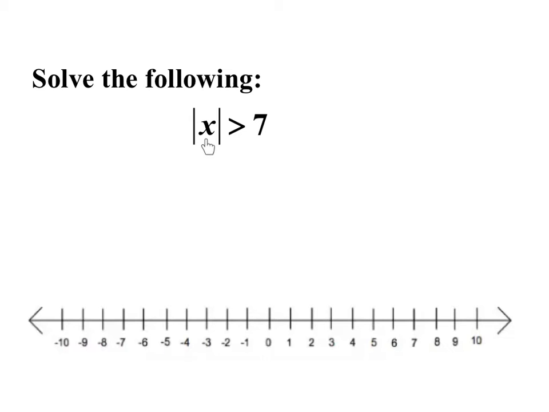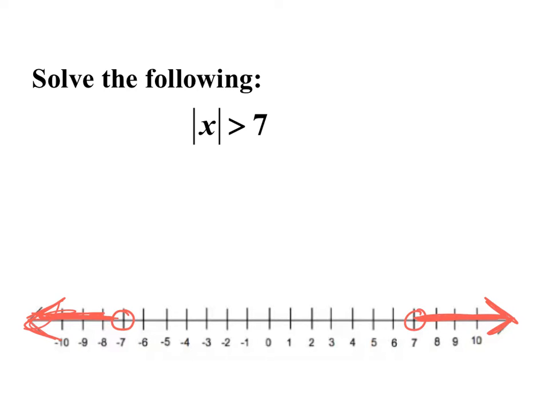So we're talking about numbers whose place on the number line is more than 7 units away from 0. So there's two ways that can happen. A number can be more than 7 units away from 0 if it is to the left of negative 7, or to the right of positive 7. What I've shaded here on the number line are all the numbers that are more than 7 units away from 0.